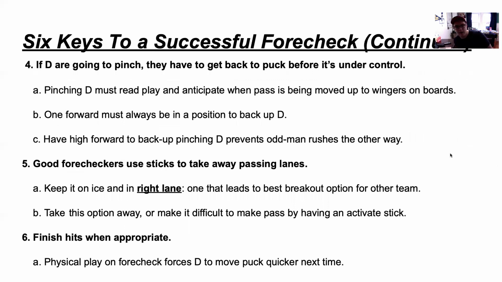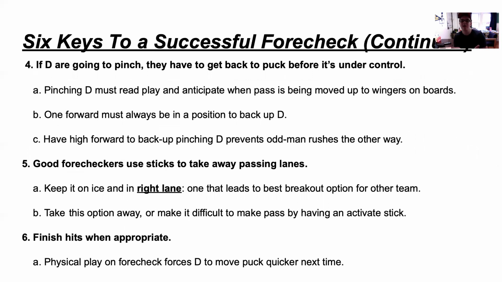The fourth one is if the D are going to pinch, they have to get back to the puck before it's under control. So the pinching D must read the play and anticipate when the pass is being moved up to the wingers on the boards. One forward must always be in a position to back up the D. Having a high forward to back up a pinching D prevents odd man rushes the other way.